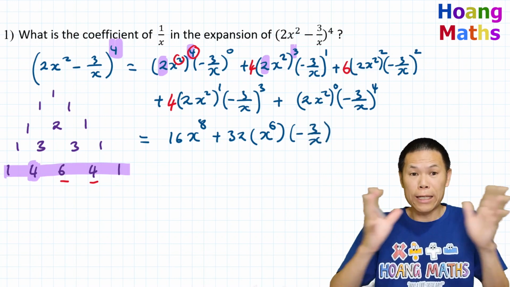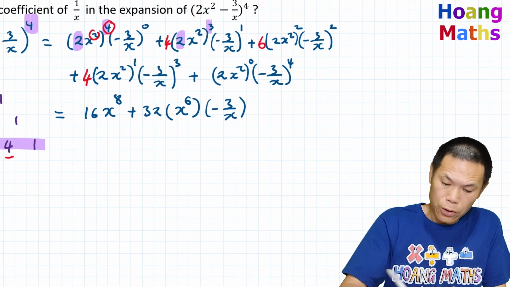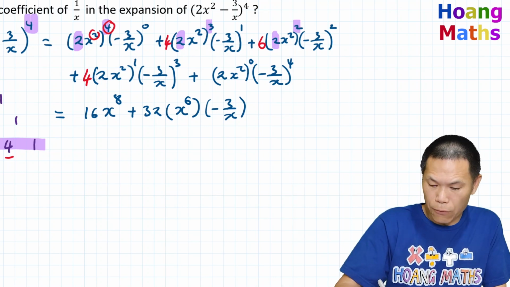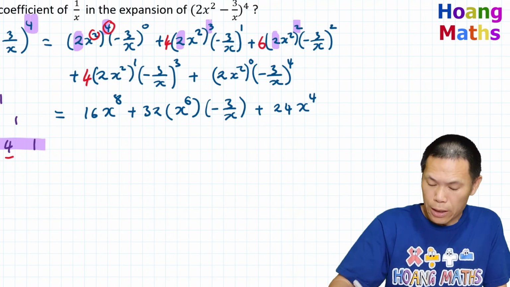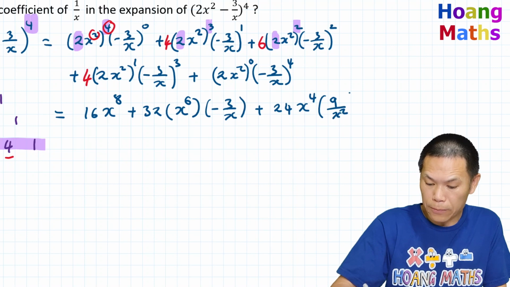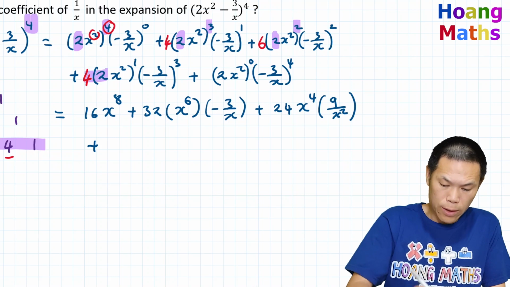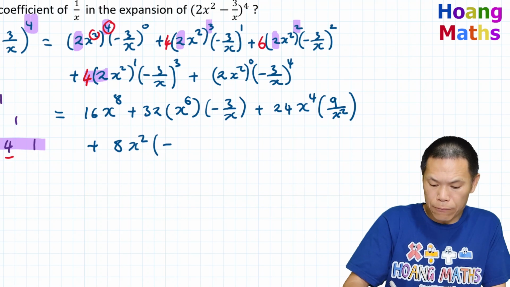So let me just write this out first, okay? Now we have 2 squared, which gives me 4, and 4 times 6 is 24. So we plus 24x power 4. And negative 3 squared gives me 9, so 9x squared. Then we add, so we have 2 times 4 is 8, x squared, and this gives me negative 27x power 3.